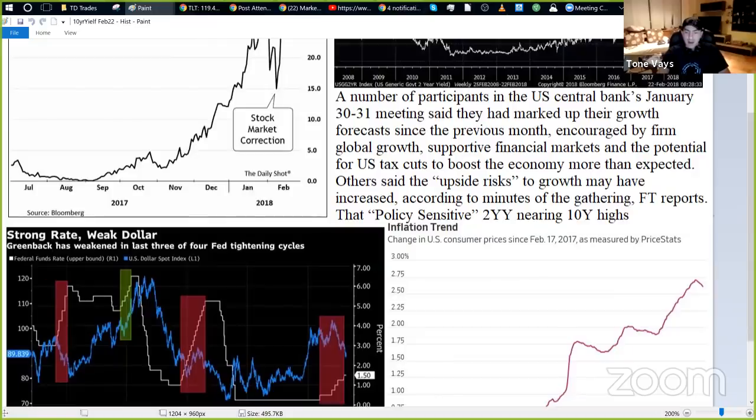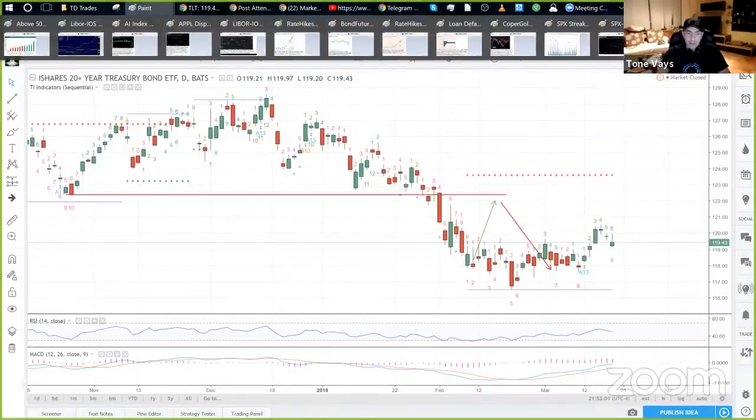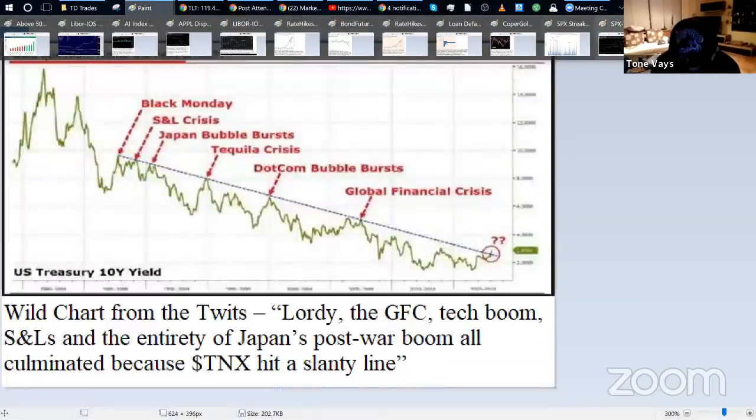Okay. But everyone is expecting the Fed to raise rates 4 times this year. Okay. 4 times. All right. I got all these pictures. Let's see. That's the recent one. What else I got on the yield curve? Here we go.